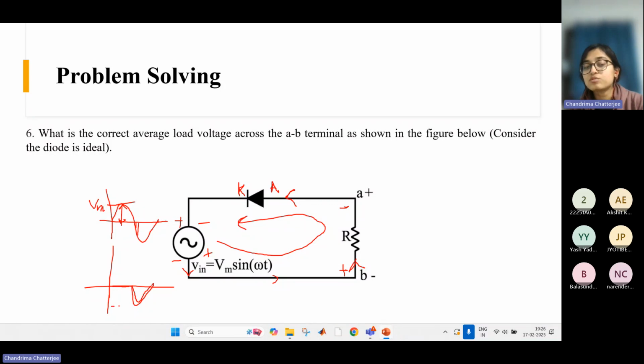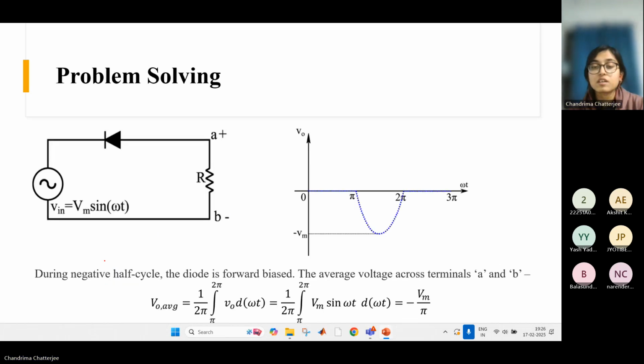And what we need to calculate is the average value. This is the wave shape with respect to time. How do we calculate the average value? Very simple, we all know how to calculate. That's what I have shown here. This is the voltage from pi to 2 pi, and calculating the average voltage is the usual formula, 1 by 2 pi.